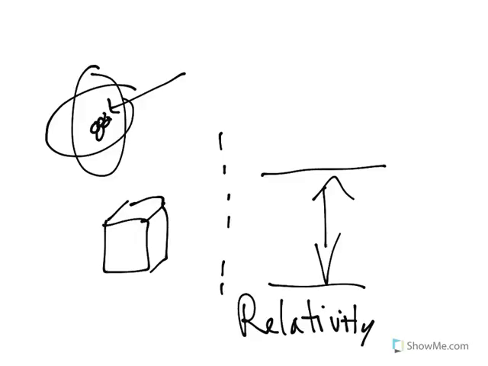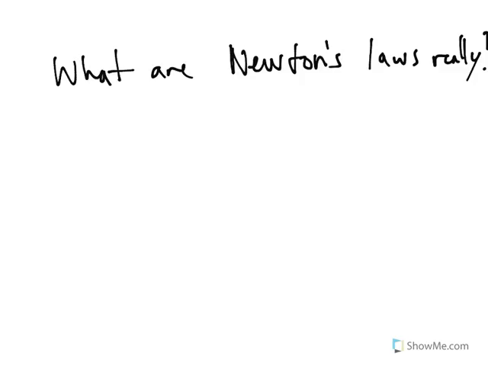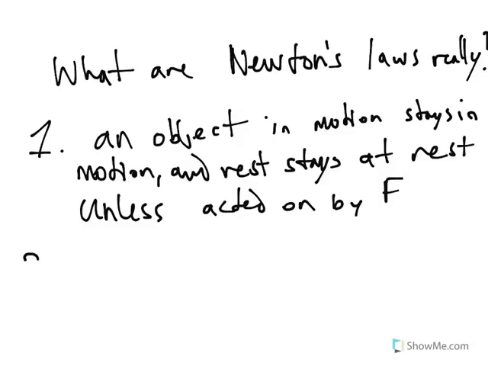But before starting relativity, let's take a brief detour back in time to something we think we know, which is, what are Newton's first two laws really? Newton's three laws are commonly taught as something along the lines of 1. An object in motion stays in motion, and an object at rest stays at rest unless acted on by an outside force. 2 is the one commonly known as F equals ma, force is equal to the mass times the acceleration. And 3 is that for every action there is an equal and opposite reaction.